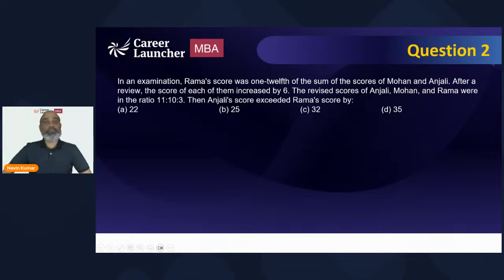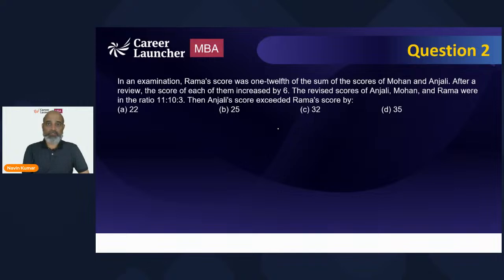See, when you get questions related to ratios, even sometimes with percentages, it happens in algebra, it happens in numbers as well. So there are a lot of topics where you can use common sense, and it's very easy to solve such questions.